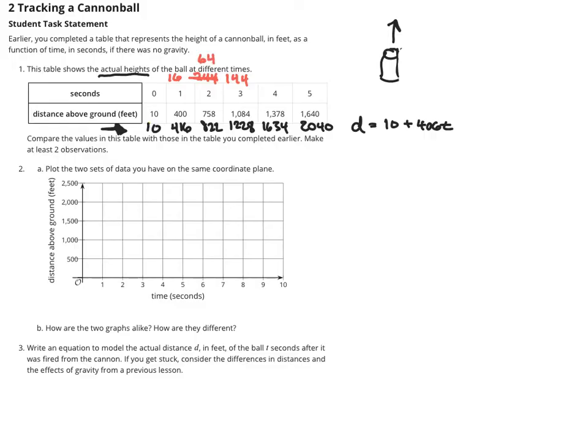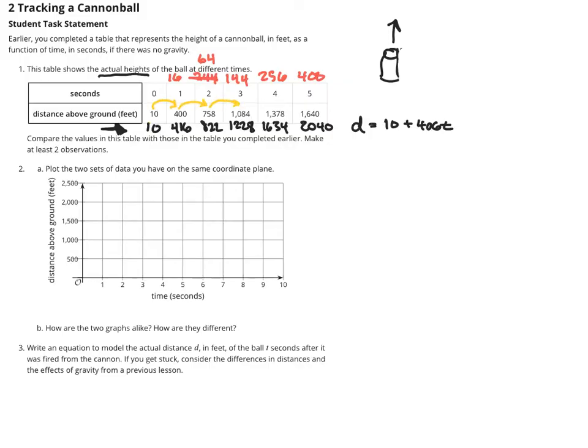Do you guys see any patterns? 1634 minus 1378. I'm subtracting those two numbers. 256. 2040 minus 1640 is going to be 400. Yep. So the difference between the hypothetical and the actual is actually increasing, okay? So that's interesting.